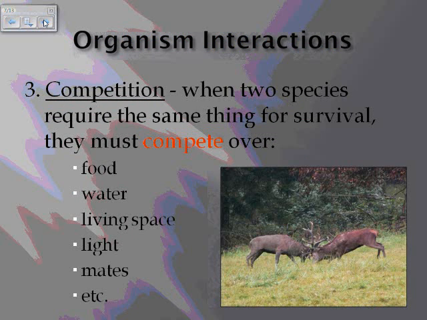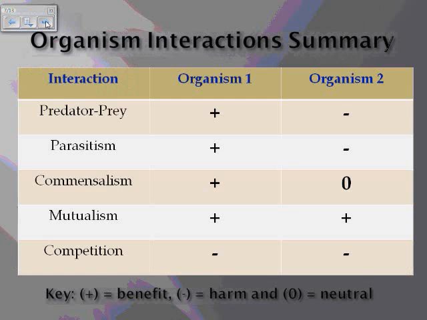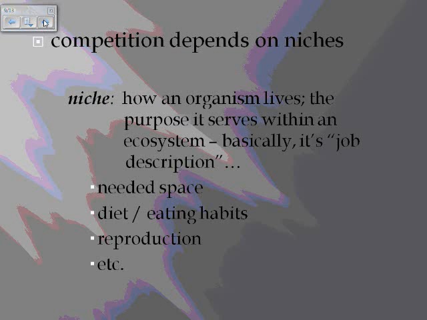Organisms can also interact with one another competitively. All right? In competition, the idea is that both organisms want the same thing. They want the same food, water, mate, etc., and that competition is necessary for their survival. So this little table kind of sums up whether these different relationships are good or bad for organisms.